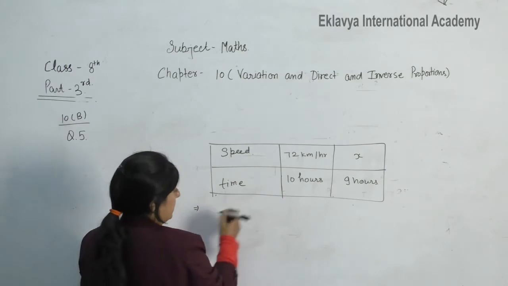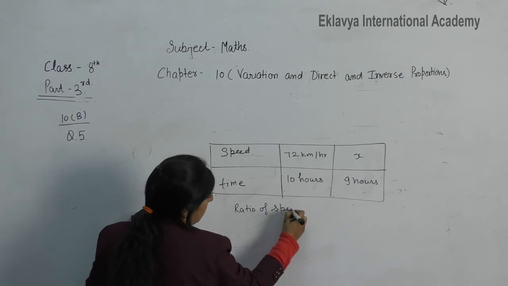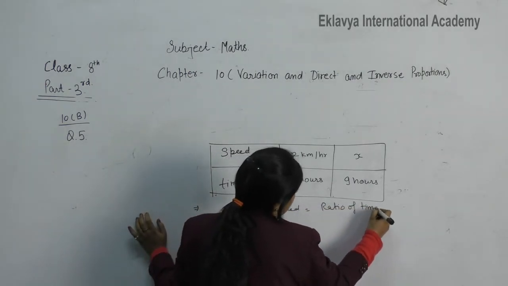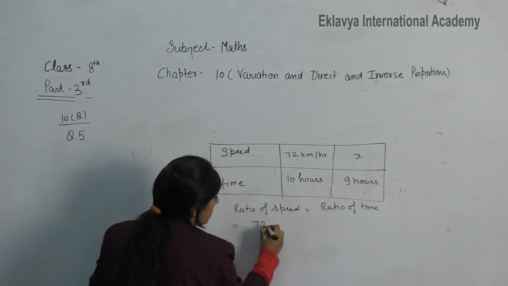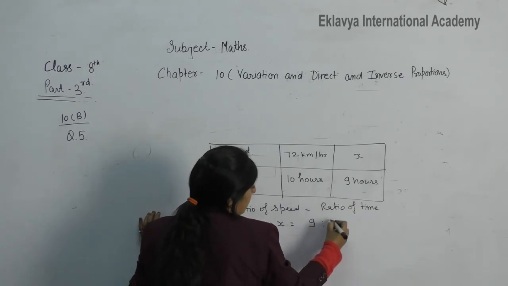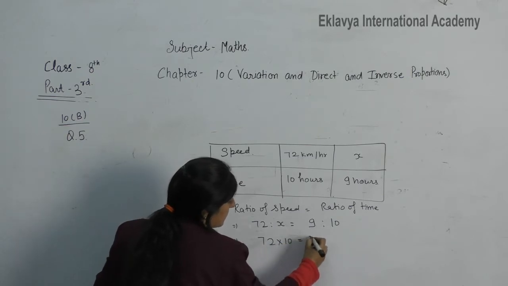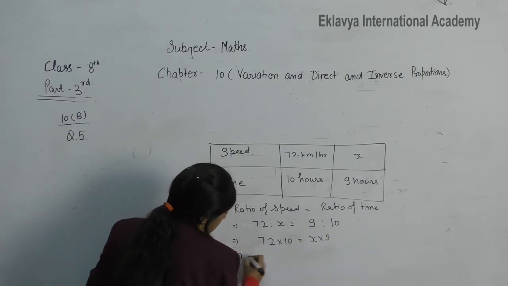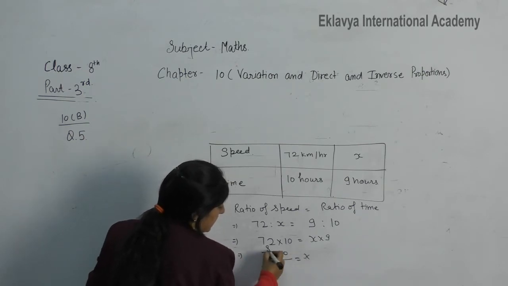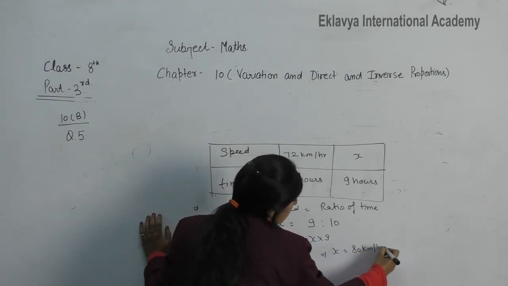Then you can take it like this also: ratio of speed, ratio of time. Ratio of speed like this, 72 ratio x is equal to, now inverse, so firstly we write down 9 ratio 10. Then 72 multiplied by 10 is equal to x into 9. 72 into 10 divided by 9 is equal to x. Nine eights are 72. It means x should be 80 km per hour.